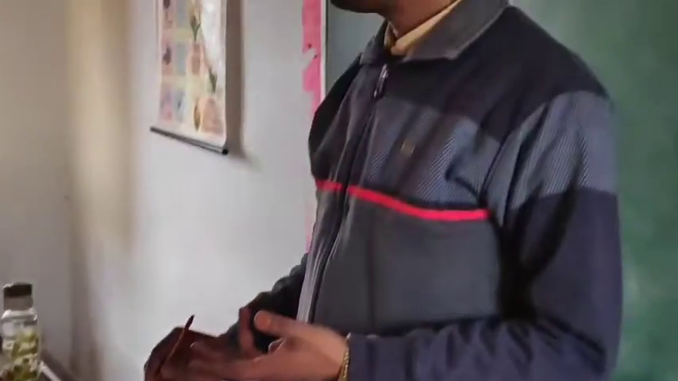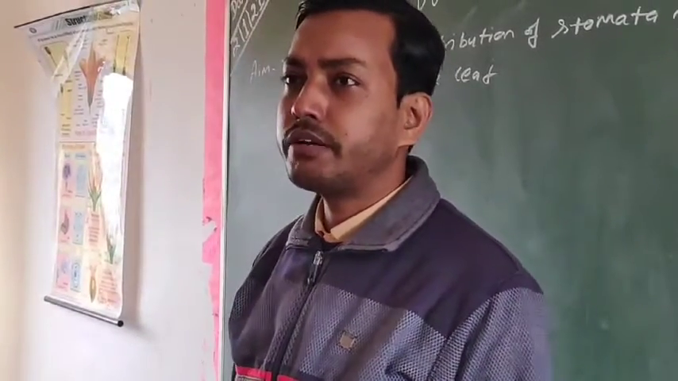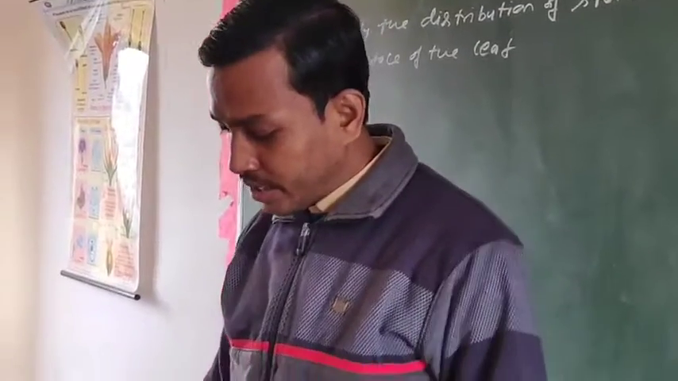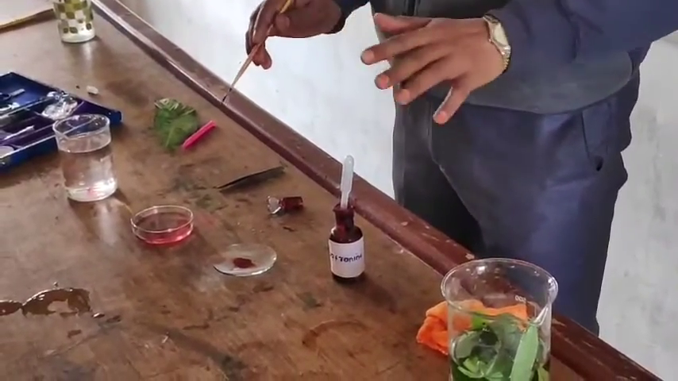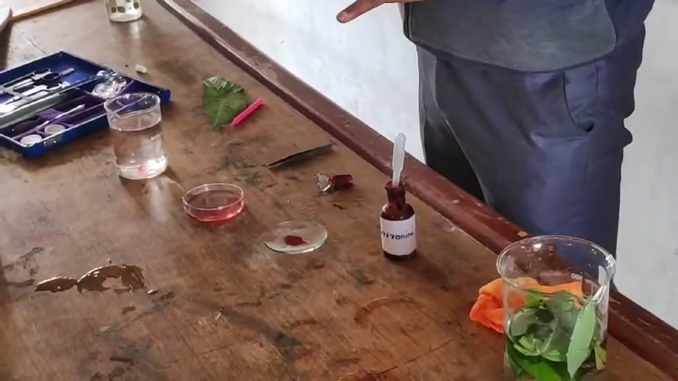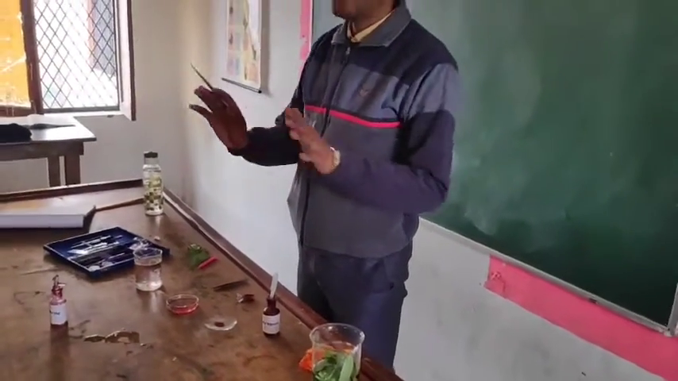But here I do not have enough time, as you all know, to demonstrate the experiment, because we have a very short time to complete our whole experiment. So keep in mind the leaf peel should be left in safranin for about 5 minutes. Here I have taken about 2 to 3 minutes, but it should actually be 5 minutes in order to immerse the whole epidermal peel in safranin.